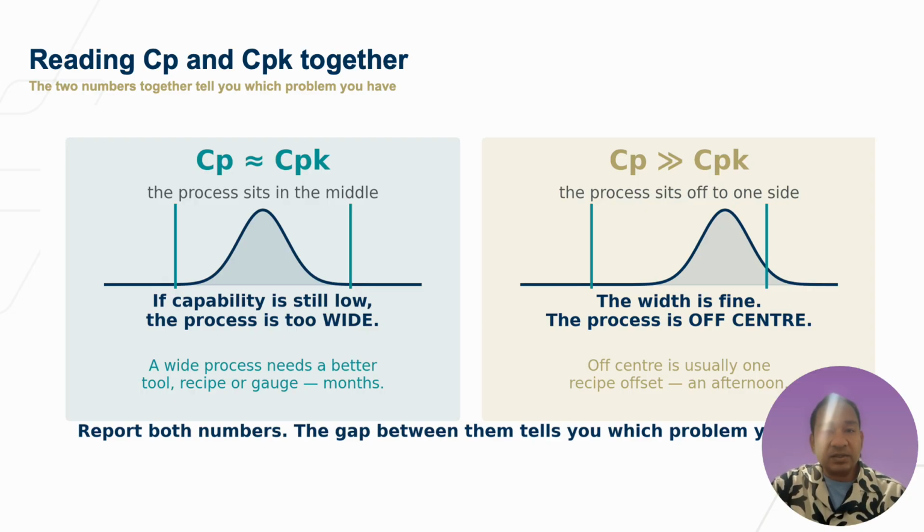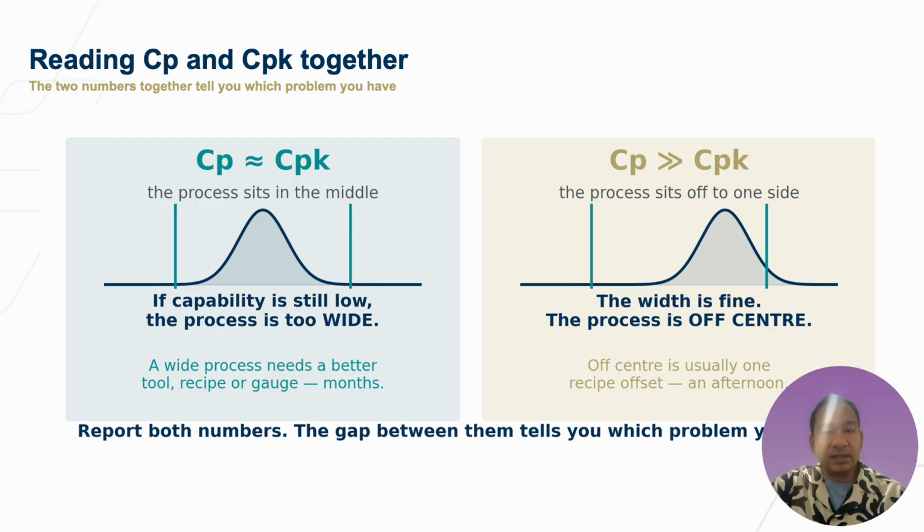When CP is larger than CPK, the width is fine and the process has drifted off-center. That is usually recipe offset and it is often an afternoon's work, sometimes a single number in the controller. Both situations show up as a disappointing CPK. On its own, the number cannot tell you which one you are looking at, so you would not know whether to schedule a project or make a phone call.